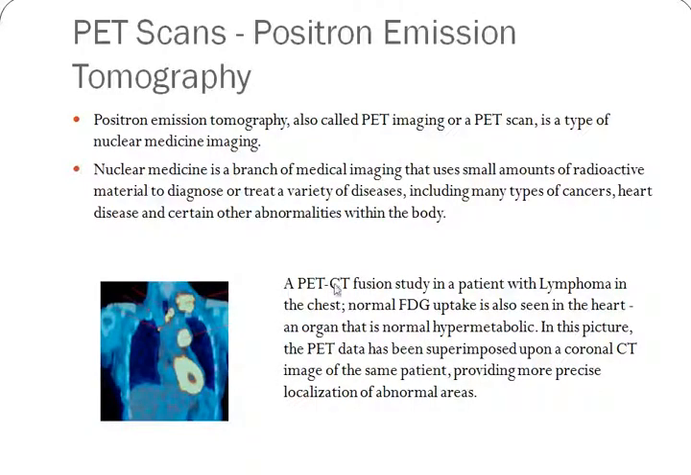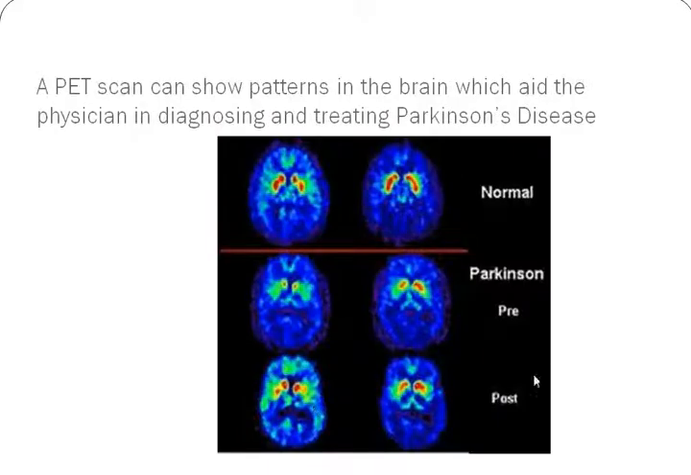A PET scan puts together nuclear medicine with a CT, so they're really looking at some pretty amazing things. Here's someone with lymphoma in the chest. The heart is always big because it always takes up a whole bunch of stuff. But otherwise, these are the tumors going on up there.